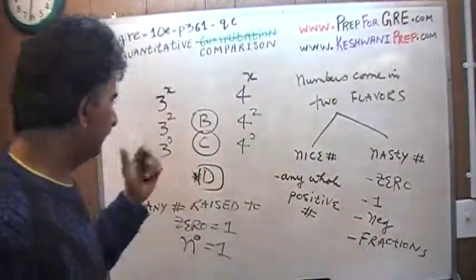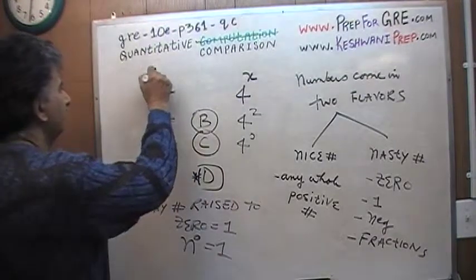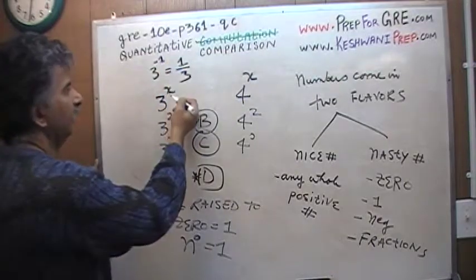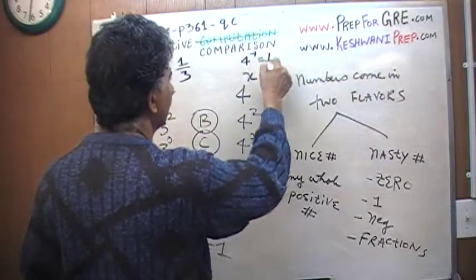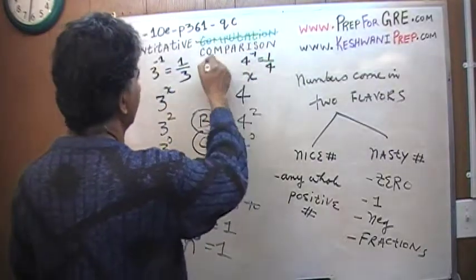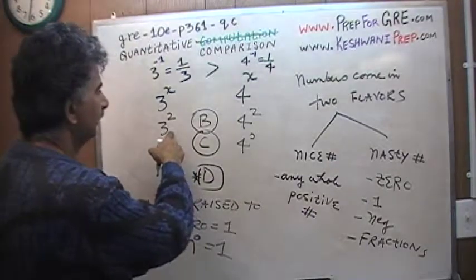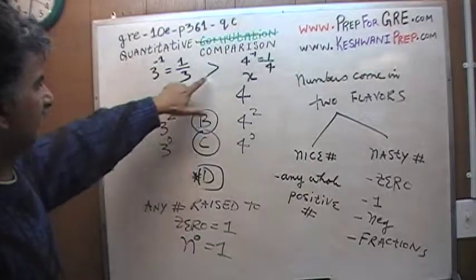If you plug in negative, the answer would change. Can you tell me what 3 raised to negative 1 is? 3 raised to negative 1 is 1/3. You should know this. And similarly, 4 raised to negative 1 is 1/4. Now as you can see, 1/3 is more than 1/4. Here, 3 squared was less than 4 squared. You see, it changes. Before the answer was B, now the answer is A.